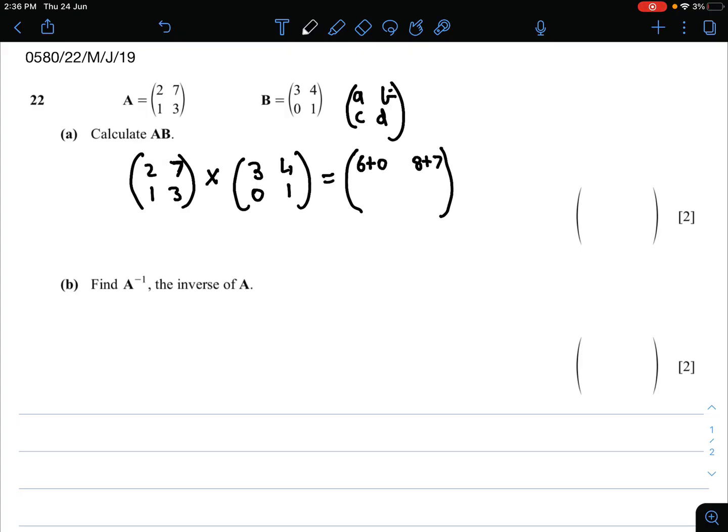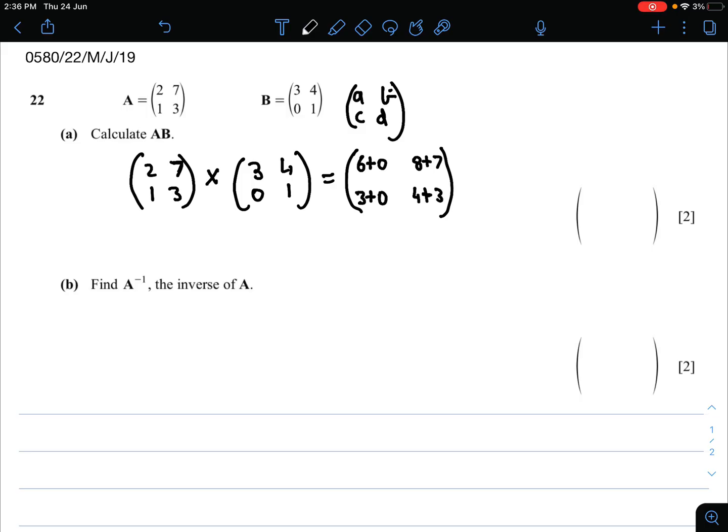Now for value C, we have to multiply the second row of matrix A with the first column of matrix B. So 1 multiplied by 3 would give us 3, and 3 multiplied by 0 would give us 0. Now for the value of D, we have to multiply the second row of matrix A with the second column of matrix B. So 1 multiplied by 4 would give us 4, and 3 multiplied by 1 would give us 3.